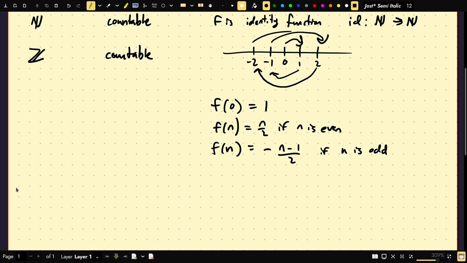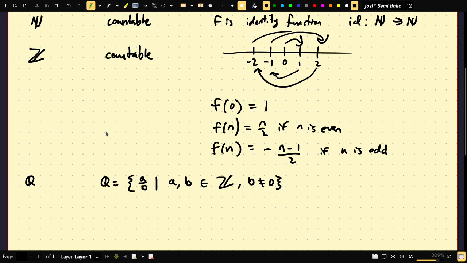Now, what about the rationals? Are the rationals countable? Well, what are the rational numbers? Rational numbers are A over B, such that A and B are any integers, including negatives. They could both be negative, and they would cancel out, but that's a valid way to write a rational number. And B cannot be 0. I don't claim any uniqueness in this definition, by the way. 2 over 2 is equal to 1 over 1, but they're both rational numbers. It's just how to write them.